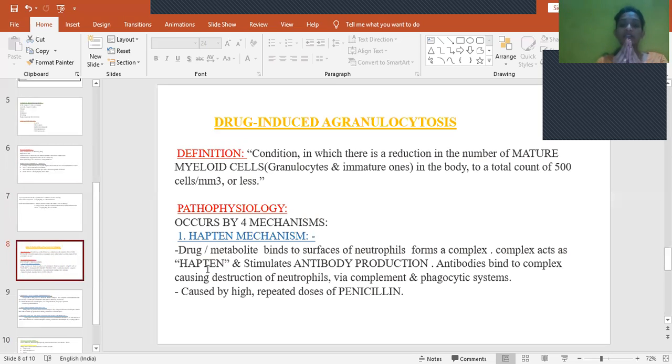Okay. So these antibodies that are produced will bind to neutrophils, causing the destruction of neutrophils by activation of the complement system and phagocytic system. And this is caused mainly by high and repeated doses of penicillins.